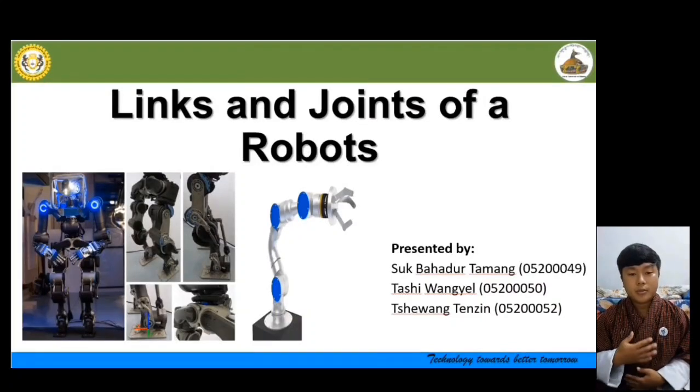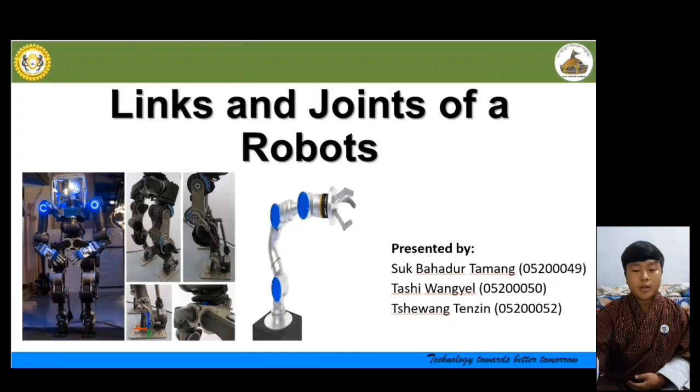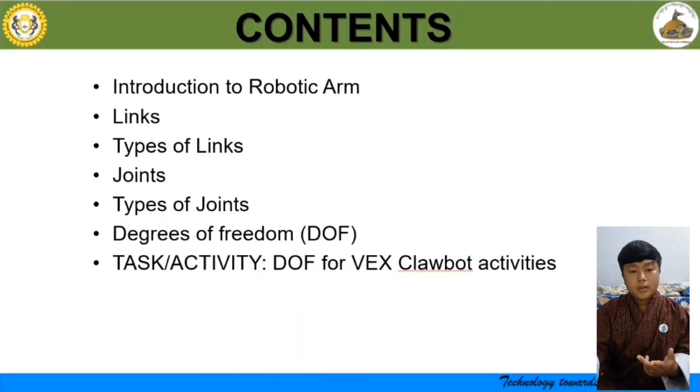We are 3 members: myself Sauntinson, Subadu Tamang and Tashwangan. So, we will be presenting on the topic links and the joints of a robot. This is the outline of our presentation.